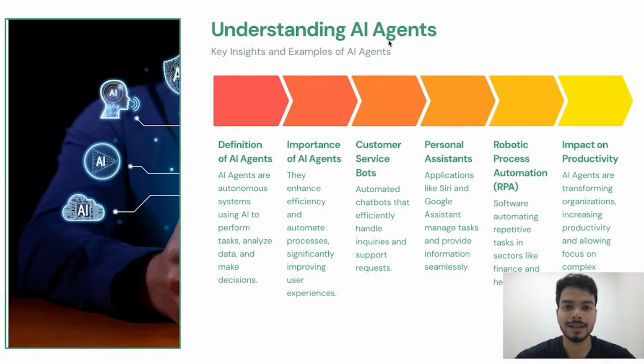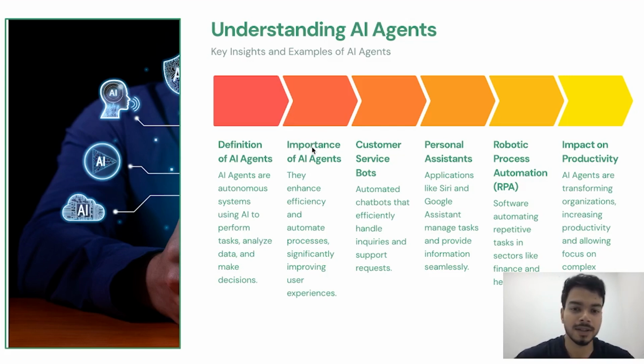So first, let's start with understanding AI agents. Let me explain AI agents in a much simpler and more relatable way. Think of an AI agent like specialized team members in a company, each with their own skills, specified roles, and expertise. They can work independently and also collaborate with each other. This is a simple analogy of how agents work. AI agents are autonomous systems using AI to perform tasks, analyze data, and make decisions.